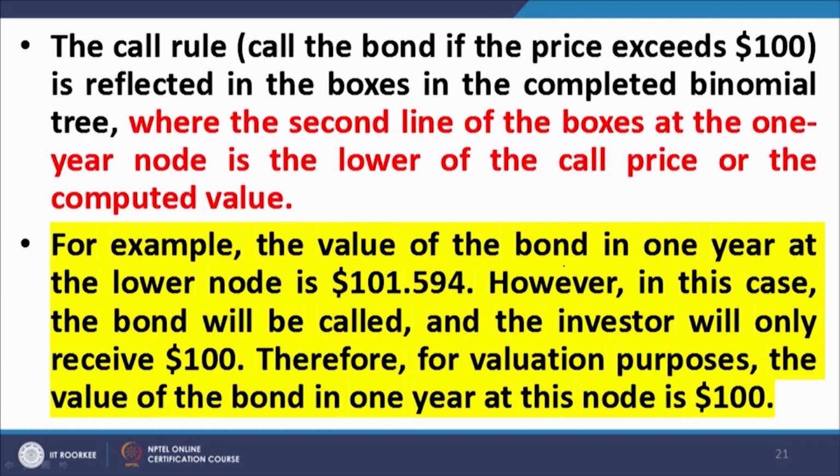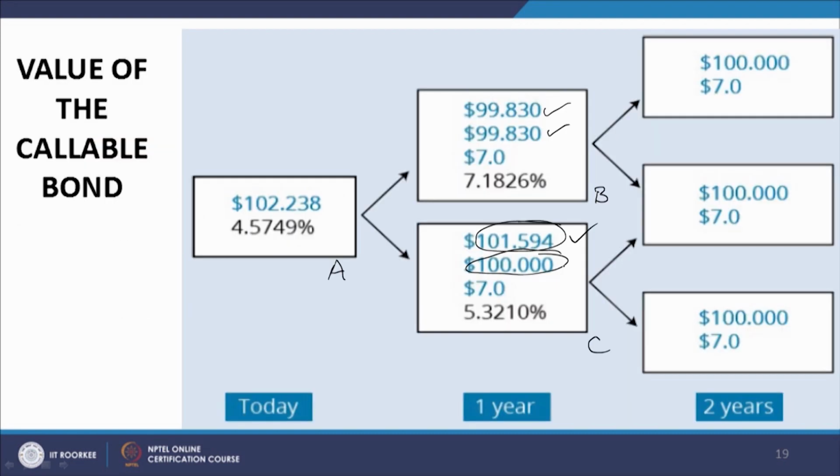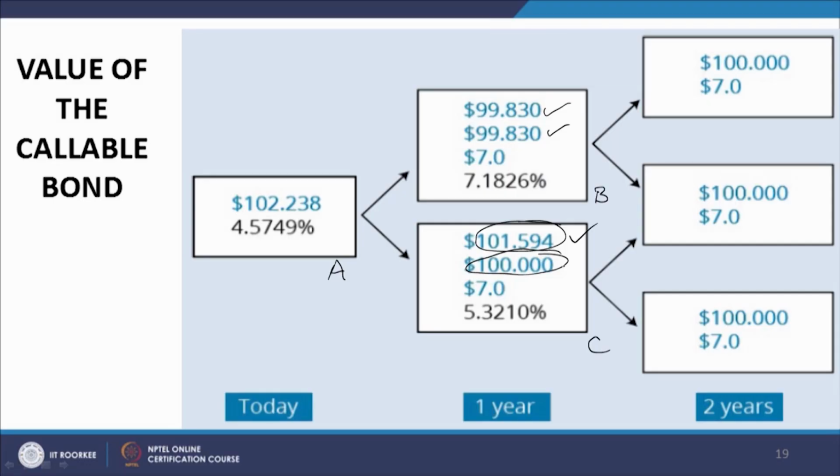As you can see here, now look at this example, let us go back to it. If you look at the upper node, that is node B, what you find is that the exercise price is 100 and the computed price is 99.83. Therefore, we presume that the investor who is long in the put option will exercise the put option, deliver the bond back to the issuer and receive the exercise price of 100 rather than the computed value, and as a result, in the valuation of the put option, this 99.83 is replaced by 100.